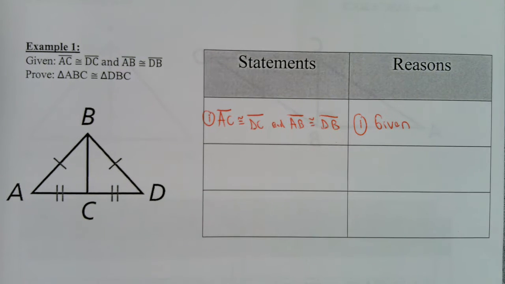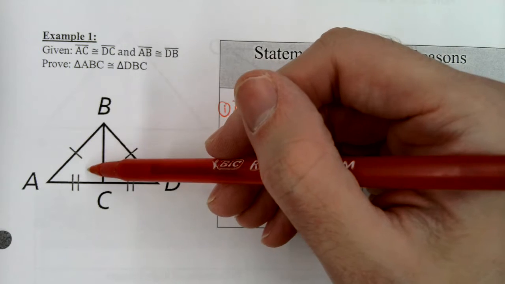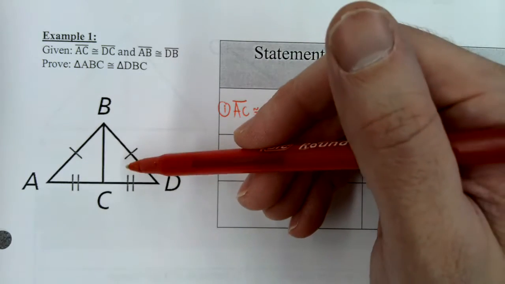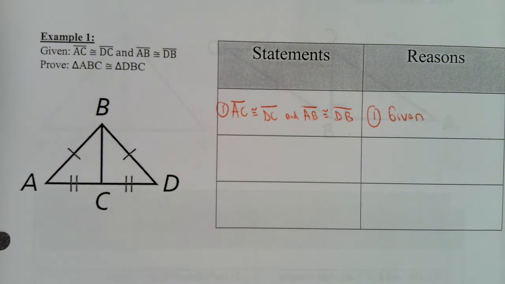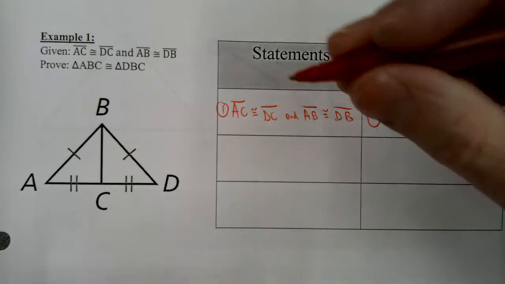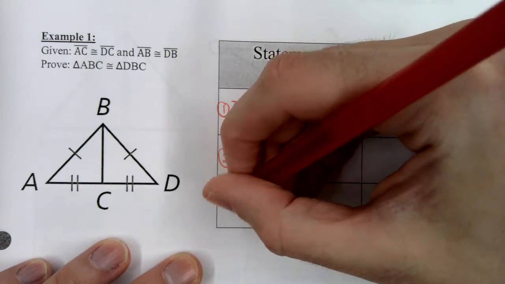Now, if the diagram is not labeled, you should go and label that yourself, but this one's already labeled. Okay, so I have to prove that this triangle, ABC, is congruent to this triangle, DBC, and there's 5 possibilities. Think back to the last few lessons and the quiz we just had. We could have side, side, side, side, angle, side, angle, angle, side, or hypotenuse, leg.